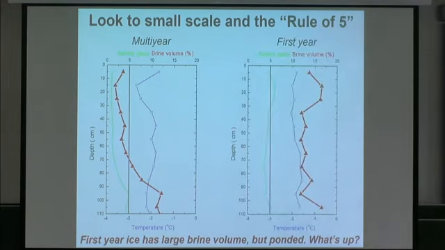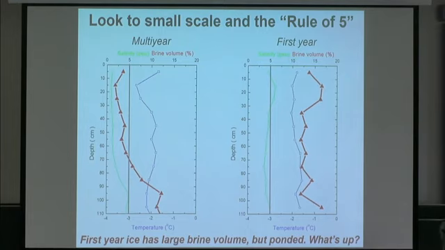Now what about first-year ice? Again, this is a typical profile. We see we have salinities for first-year ice of around 5 parts per thousand. We have temperatures, again, around -1.5. And that gives us brine volumes of 15%. So you would think with the brine volume of 15% and the hydrostatic head in the melt pond that water would all just flush out.